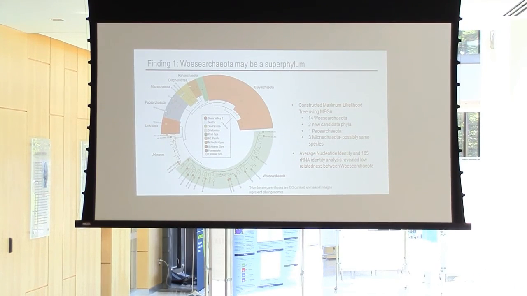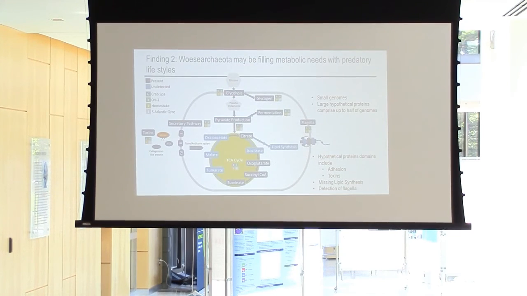Based on these findings, we hypothesized that Wolfsarchaeota is actually representative of multiple phyla, that each of these clades is its own phylum, and that Wolfsarchaeota is a superphylum. So the next thing we did was to analyze the metabolic capabilities of our organisms, and specifically Wolfsarchaeota.